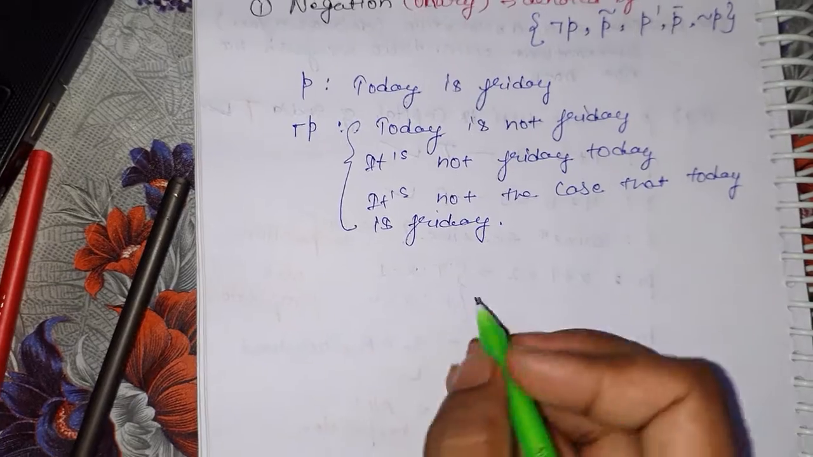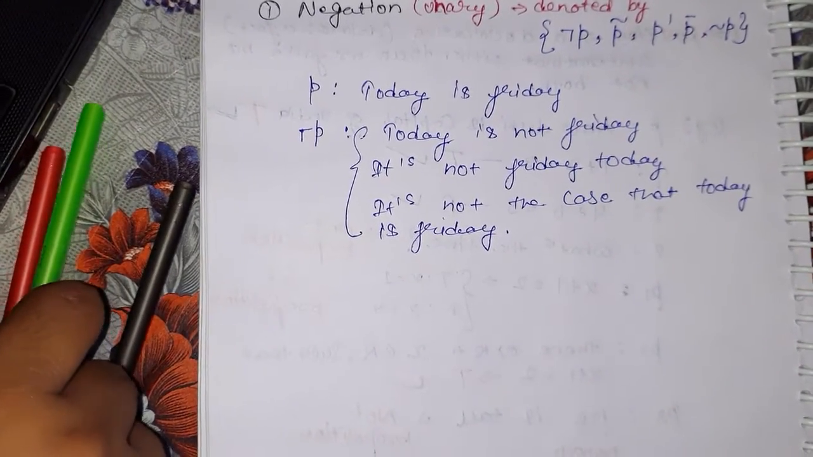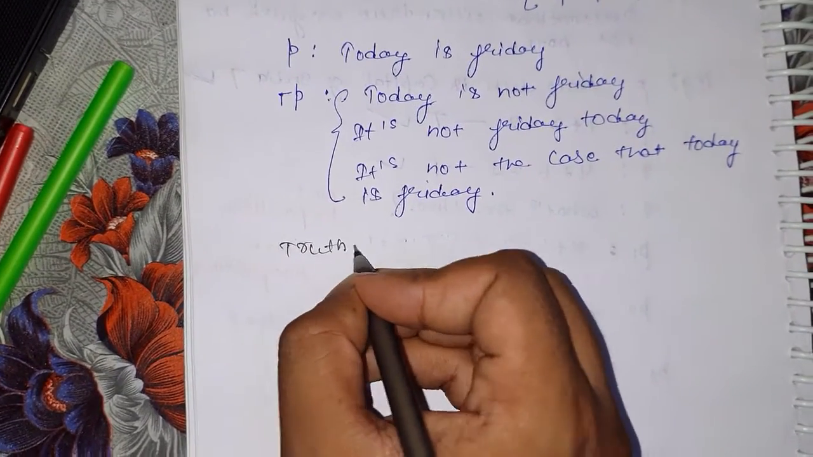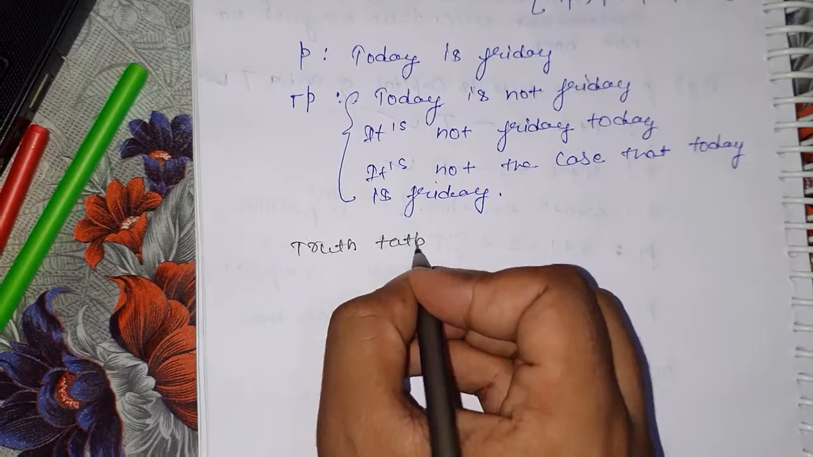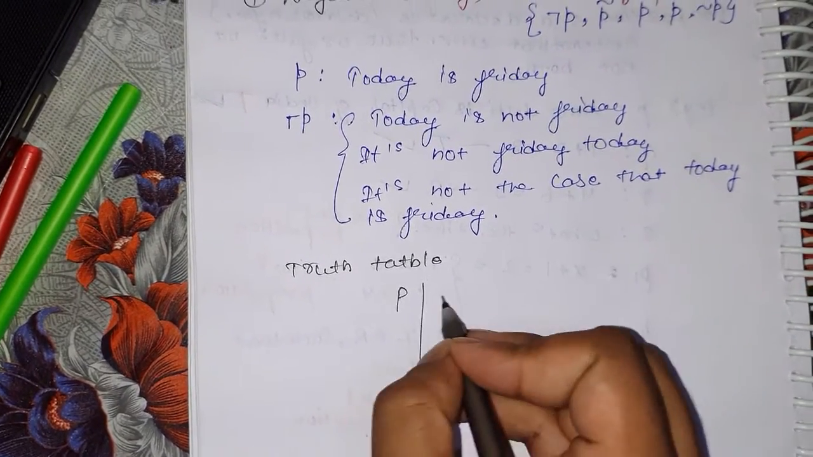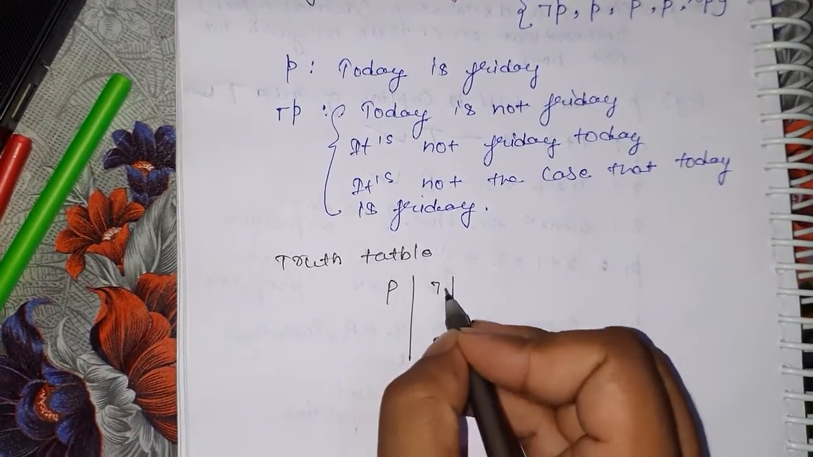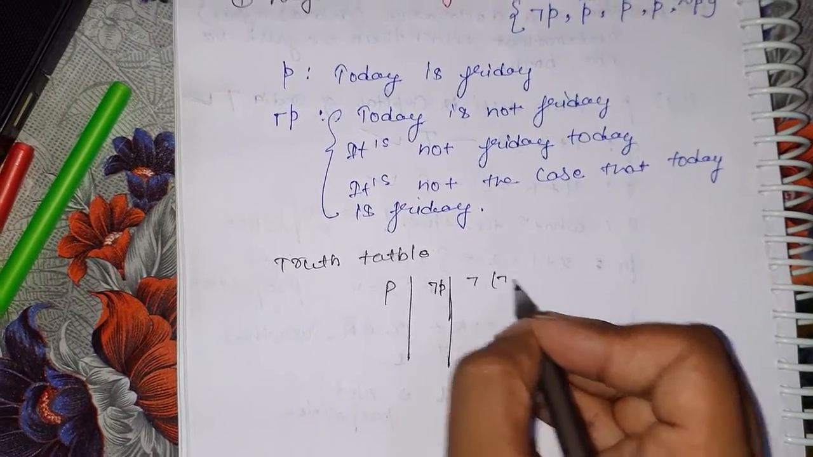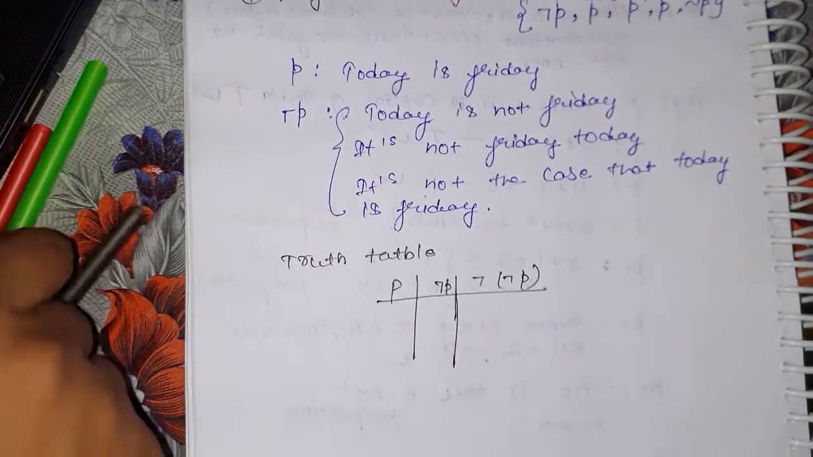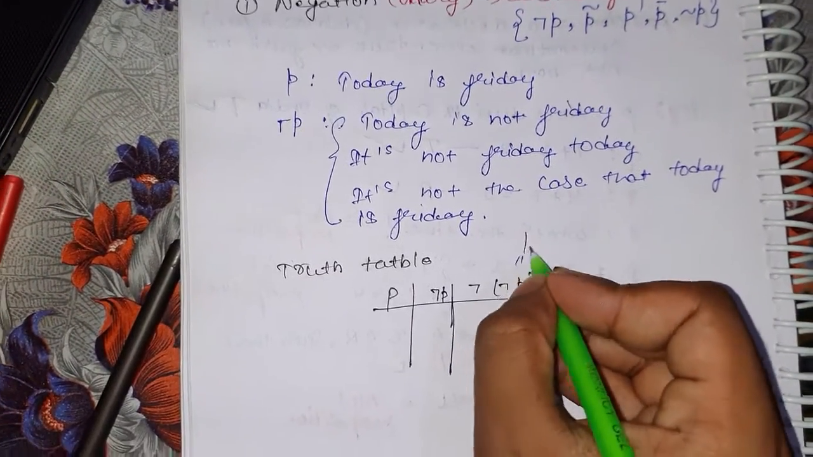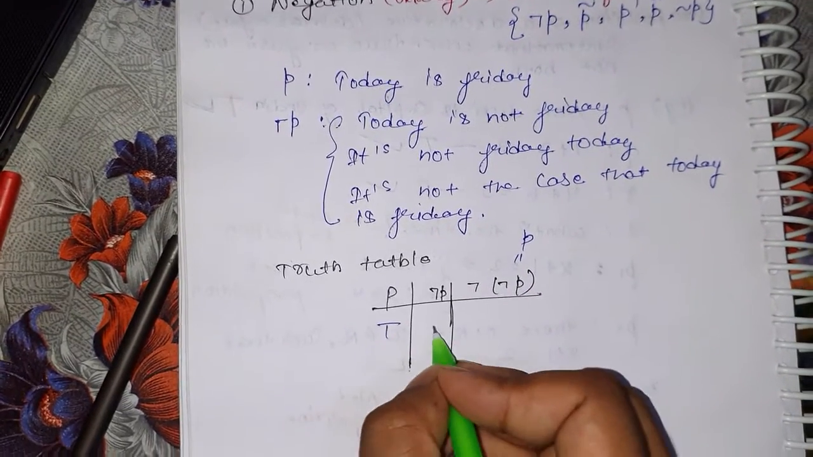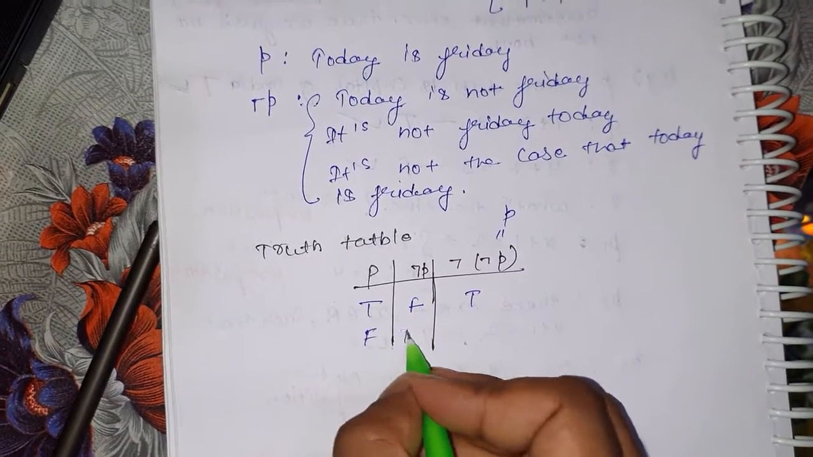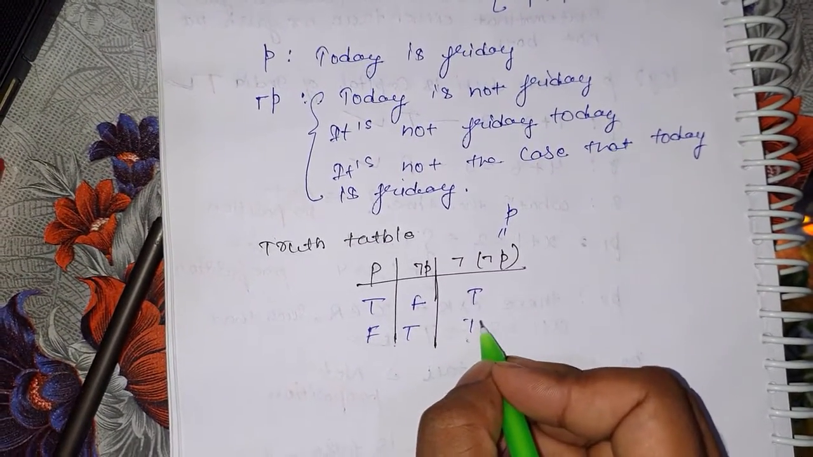So let's draw the truth table for the negation. P, negation of P. If P is true, then the negation of P is false, and if P is false, then the negation of P is true.